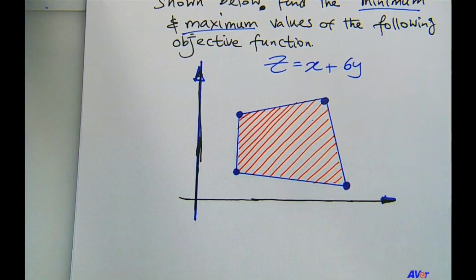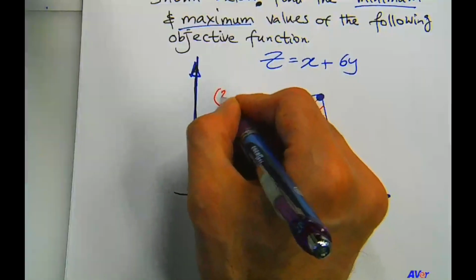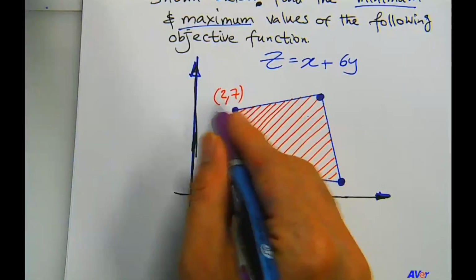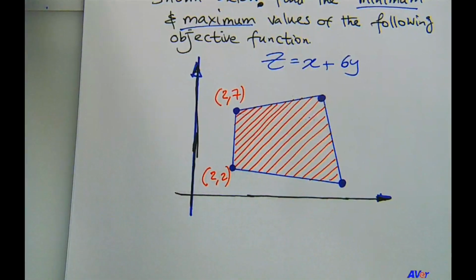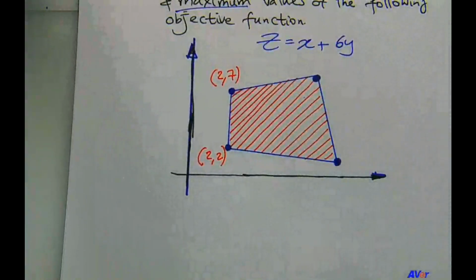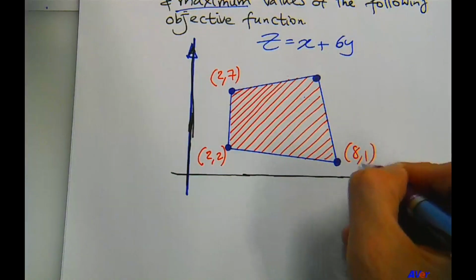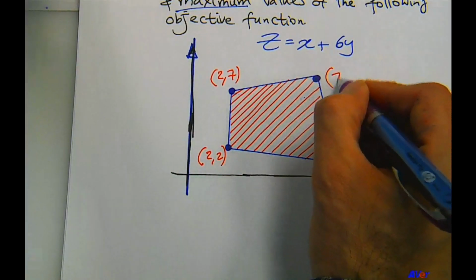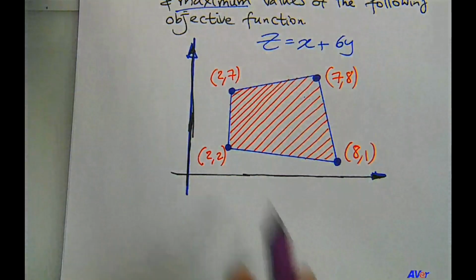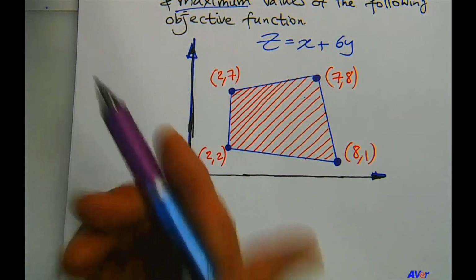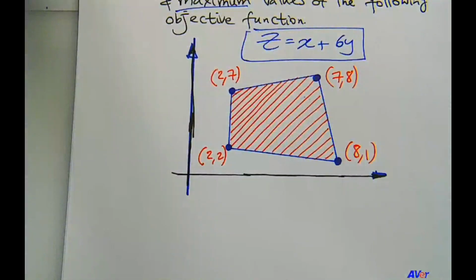Here's the solution region. And then let's label the corner points, right? So 2, 7 are the coordinates of that corner point. 2, 2 are the coordinates of that corner point. And this one is 8, 1. And that one is 7, 8. Okay, so given that, we're asked to find the minimum and maximum point of this objective function.